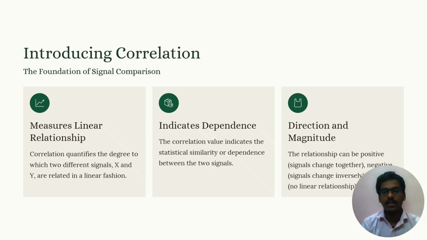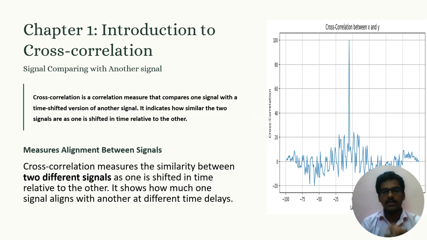Let's see the types of correlation, the first of which is cross correlation. Coming to the introduction of cross correlation: cross correlation compares one signal with a time shifted version of another signal. It tells us how similar two different signals are as one is shifted in time. This helps identify whether one signal is a delayed or shifted version of the other. It is widely used in communication systems, radars, and signal matching.